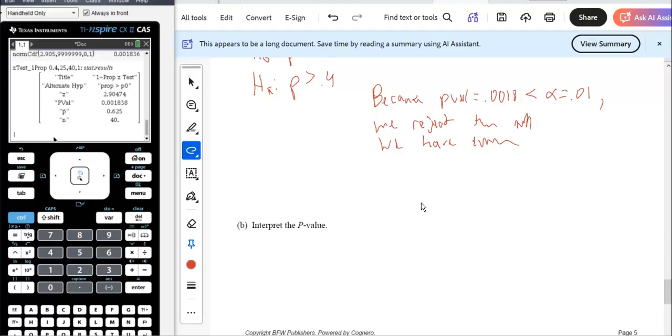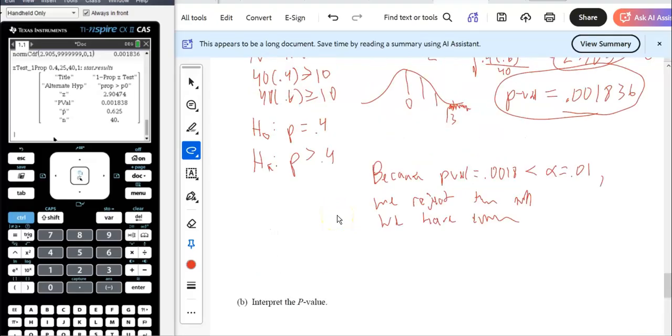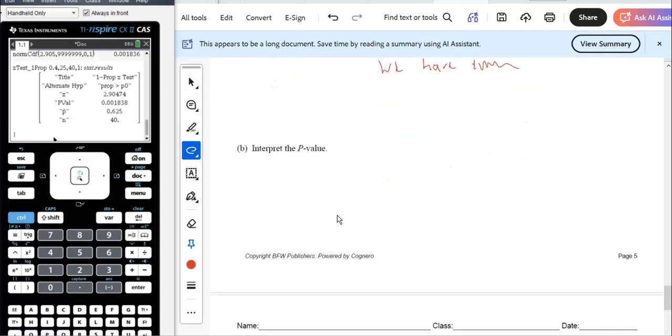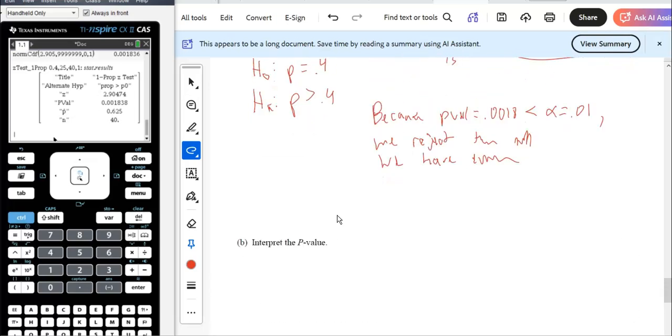Interpret the p-value of 0.0018. So you want to start with assuming the null is true. In other words, assuming that his true percentage of free throw shooting is 40%, the probability of getting a result as extreme as we got, 0.625 or more extreme, is 0.0018.